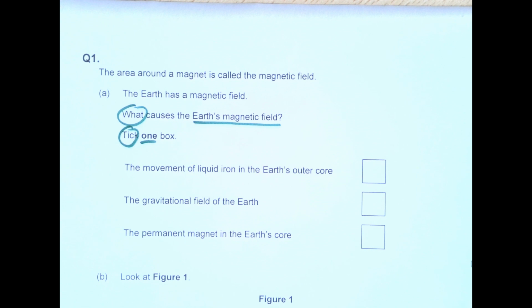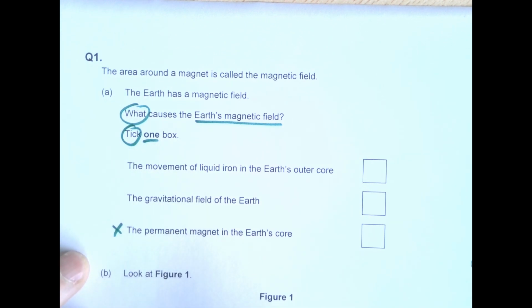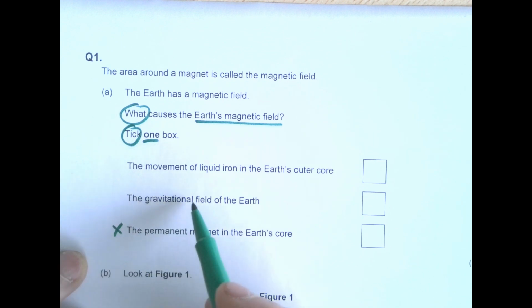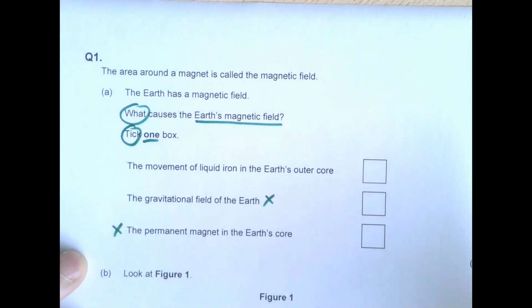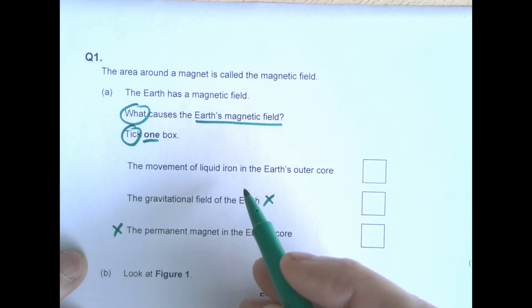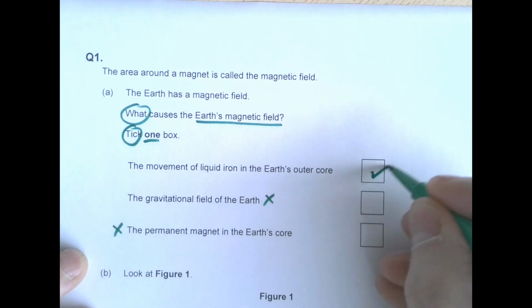Really nice one, this, because it deals with a very common misconception. The common misconception is that there is a permanent magnet in the Earth's core. Quite often we see diagrams with a bar magnet placed in the Earth's interior. That's not the case. There isn't a permanent magnet there. The gravitational field of the Earth has got nothing to do with it at all. Magnetism and gravity aren't connected. What it is connected to is the movement of liquid iron in the Earth's outer core. So that is the correct answer.